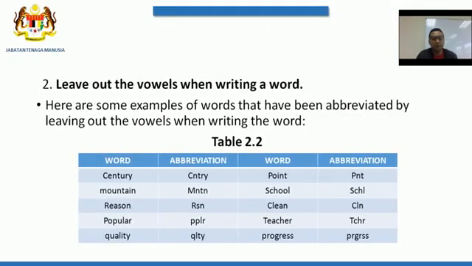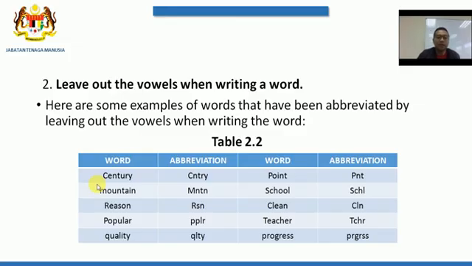So let's take a look at the second approach. Leave out the vowels when writing a word, as in yang, Y-A-N-G, we leave out the vowels A and N, right? So YG on the left is what is being used. Here are some examples of words that have been abbreviated by leaving out the vowels when writing the word. So as you can see, century, the vowels are being left out, E as well as U.